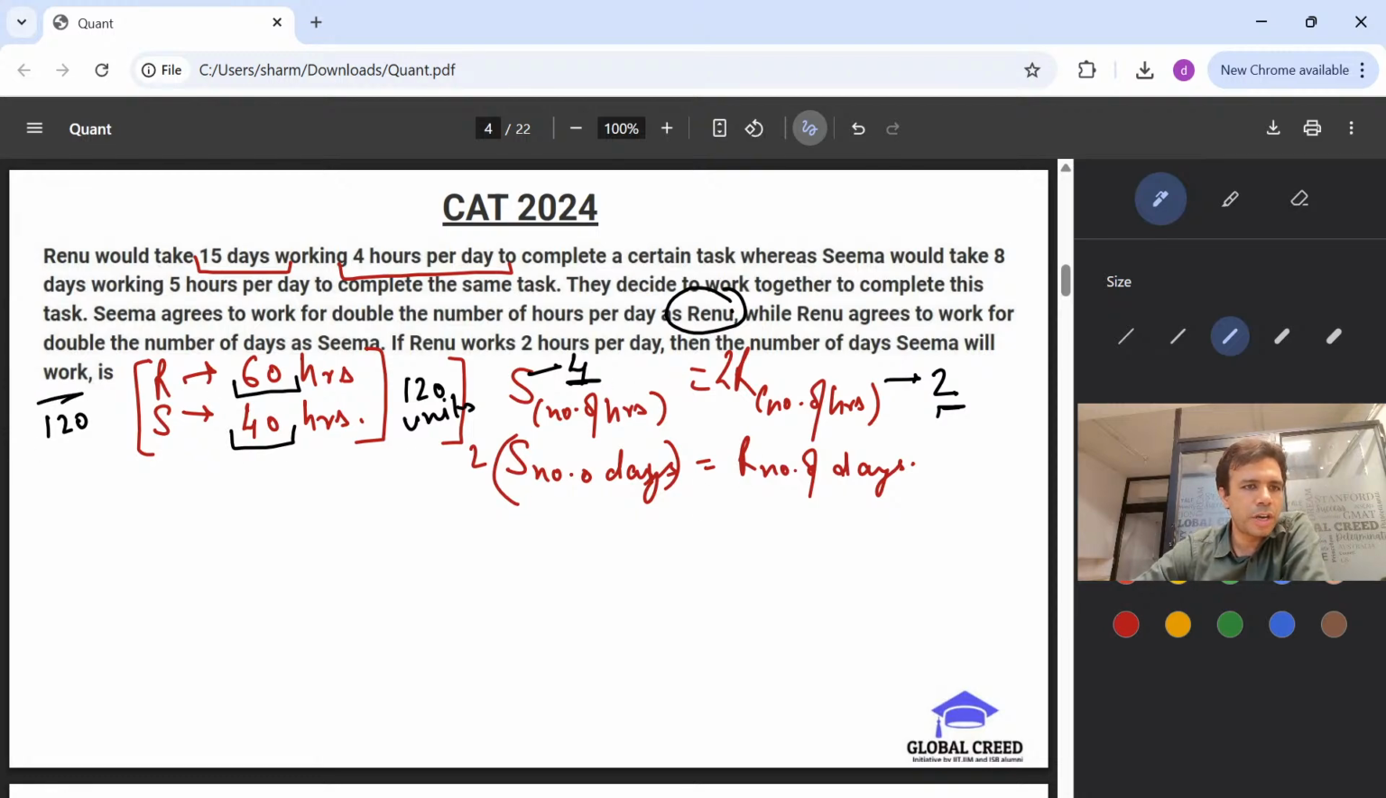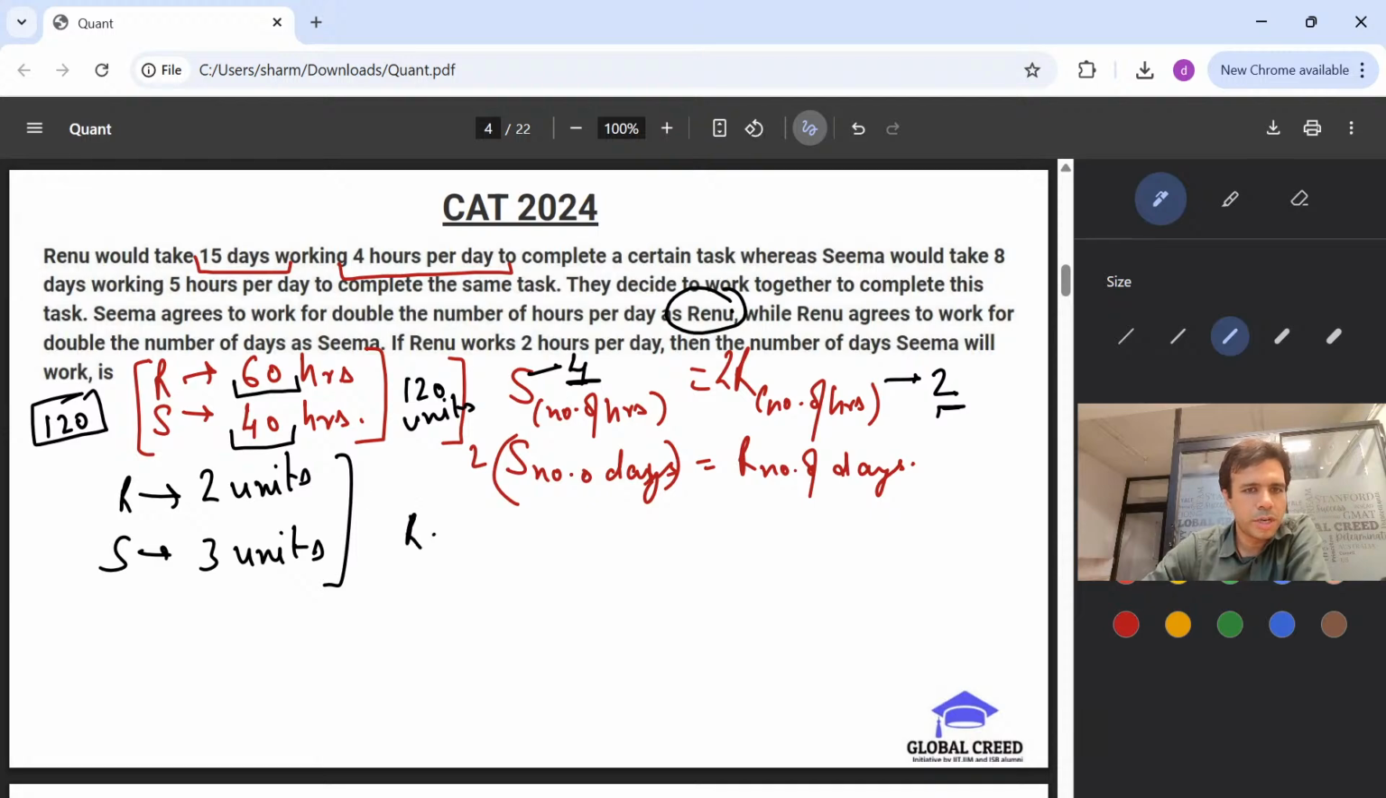अब मैं ये कह सकता हूं कि मुझे 120 units खत्म करना था. अब Renu 60 hours में 120 units करती है. तो can I say, अगर मैं Renu और Seema को यहां लिखूं, तो Renu का 1 hour work वो 120/60 मतलब 2 units है, while Seema का जो 1 hour work है that is 3 units. अब हो क्या रहा है, if you talk about Renu, Renu works for, let's say, 2 hours and let's say how many days, x days या 2x days, ले लो. Seema works for 4 hours but x days.